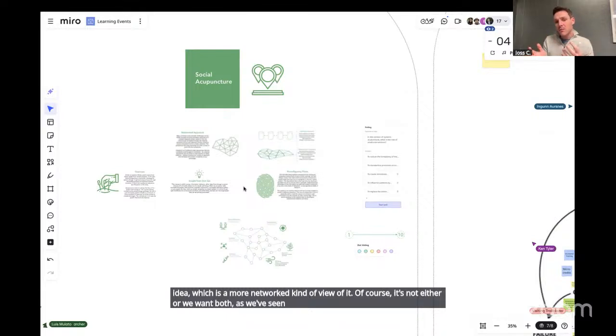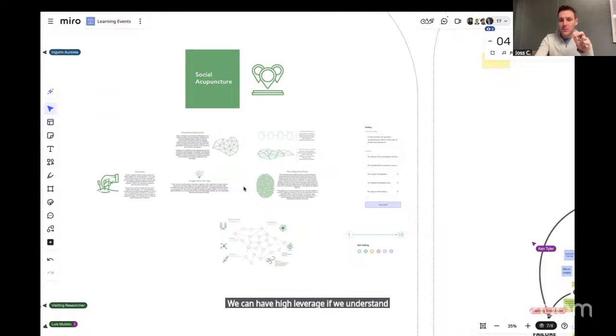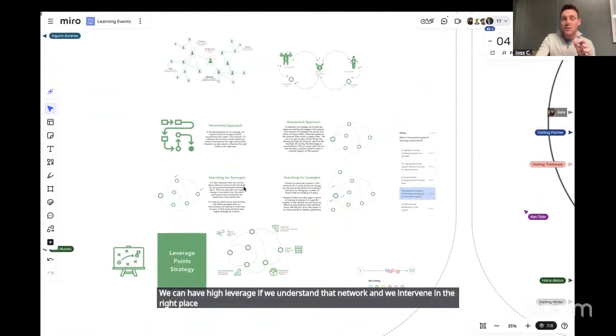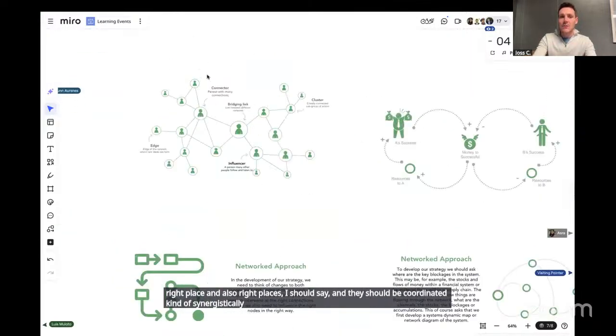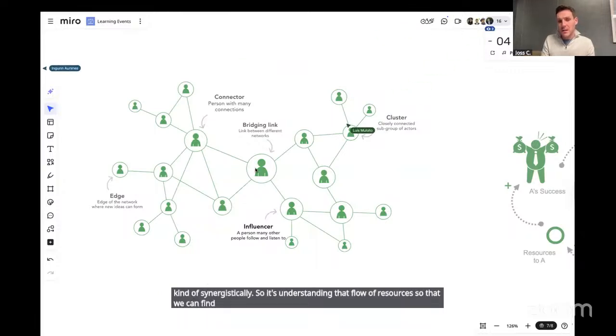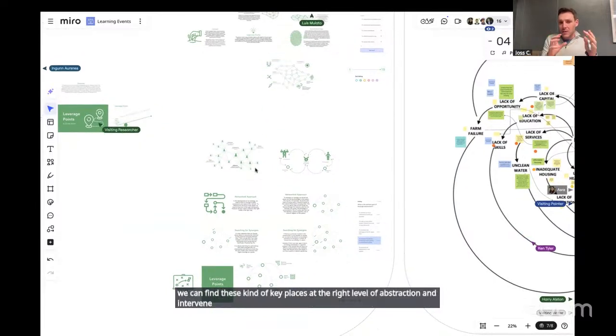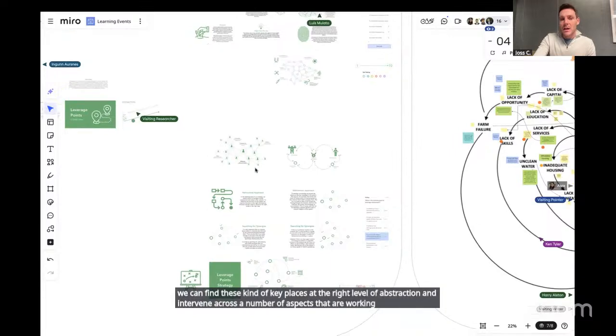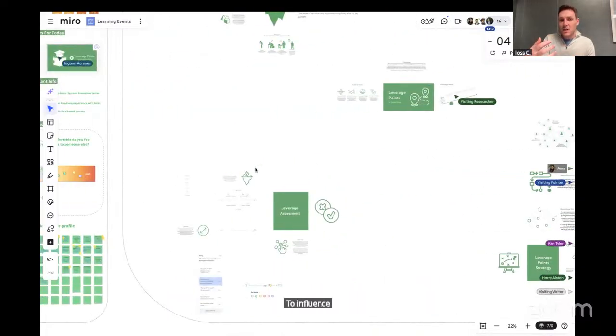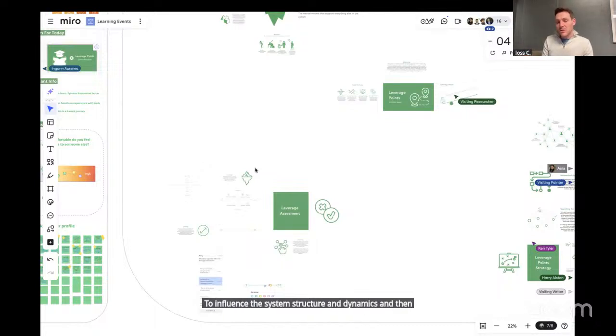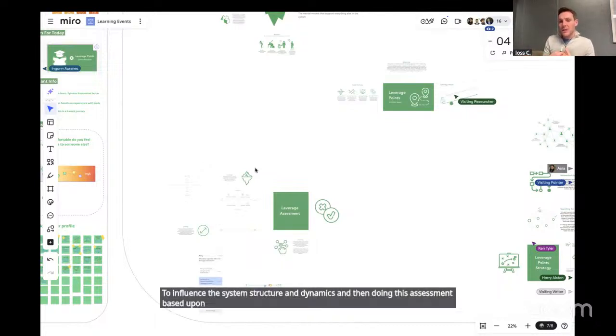But this is really looking at the system as a network of flows, of interrelationships and connections, and recognizing that we can have high leverage if we understand that network and we intervene in the right place, and also right places, I should say, and they should be coordinated synergistically. So it's understanding that flow of resources so that we can find these key places at the right level of abstraction and intervene across a number of aspects that are working synergistically to influence the system structure and dynamics, and then doing this assessment based upon our capacities and our understanding of leverage in the system.